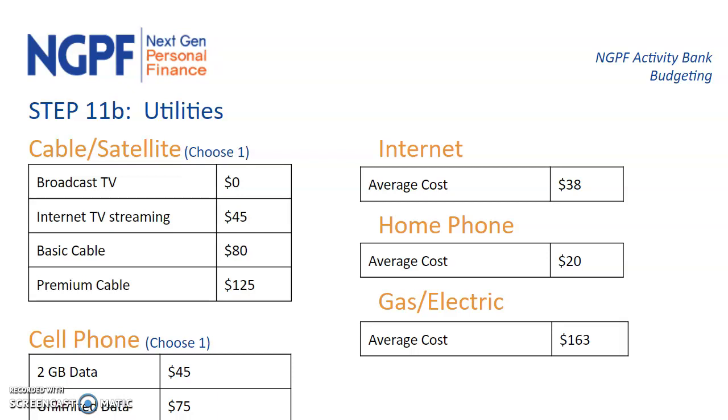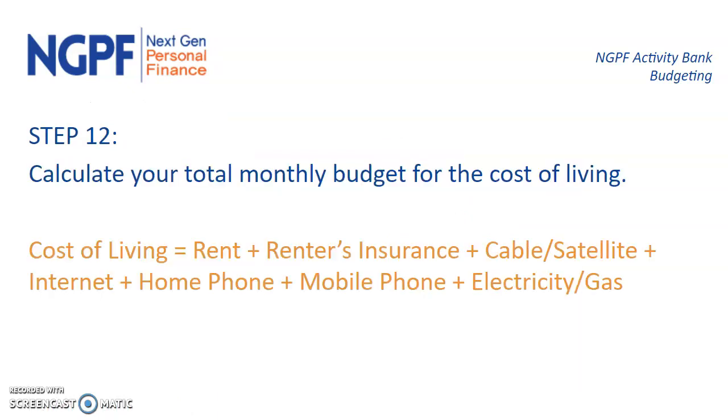So for cable and satellite, you can either choose broadcast TV, which is free TV, or you can choose internet, basic cable, premium cable. Cell phone, you can choose your plan, internet, home phone, which most people don't have anymore, but some do. Gas and electric, okay? So you're going to choose one from each category. And in this case, I believe they're making you choose a home phone, but if you're not going to have one, you can keep that as 0.